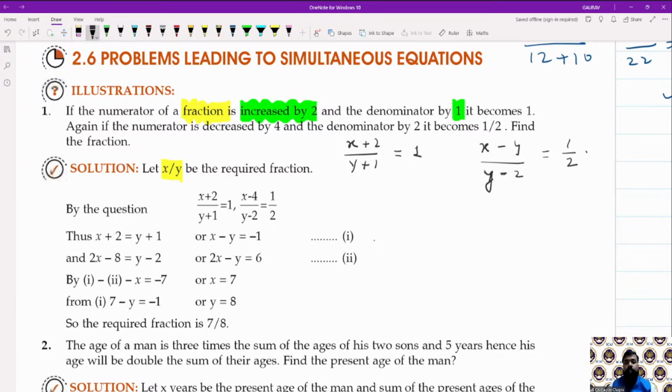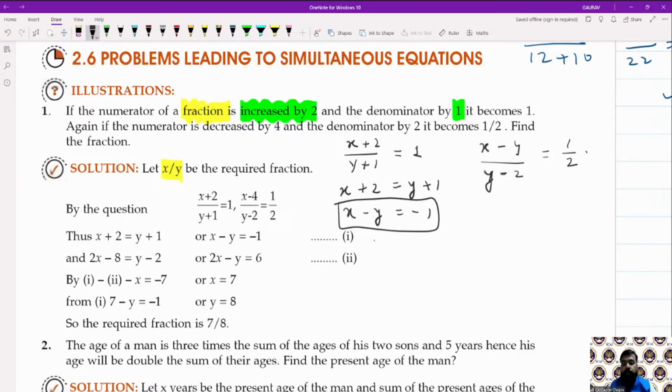So these are the two equations. First is x plus 2 upon y plus 1 equal to 1. And the second one is x minus 4 upon y minus 2 equal to half. Now we can simplify these two equations. So x plus 2 equal to y plus 1. Therefore, the result will be x minus y equal to minus 1. This becomes the first equation.